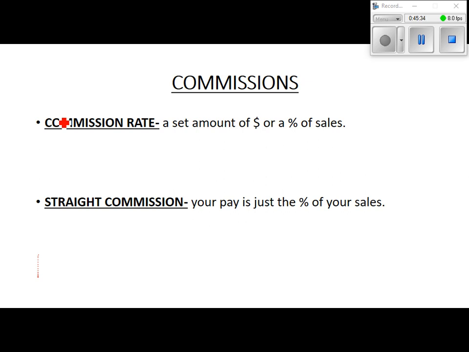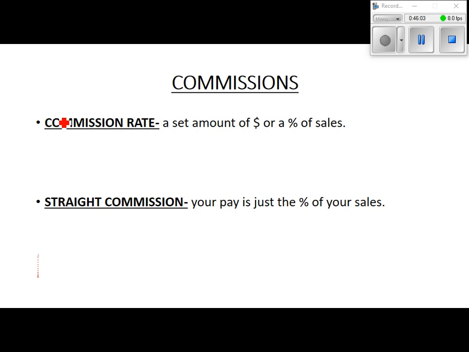Alright, commission rate is a set amount of money or a percentage of sales. Sometimes you work at some place and you sell a widget, and you might get paid $10 for every widget you sell. It'll be a set amount. Or maybe you work at a car dealership and you get paid a percentage of sales.